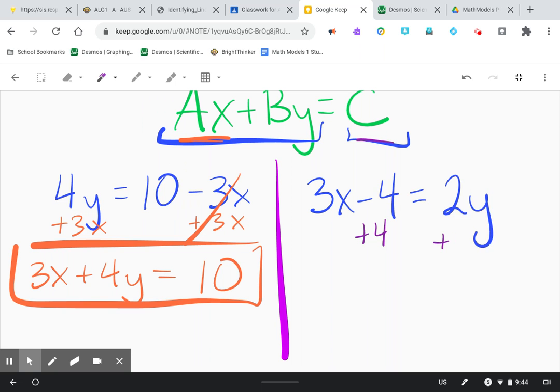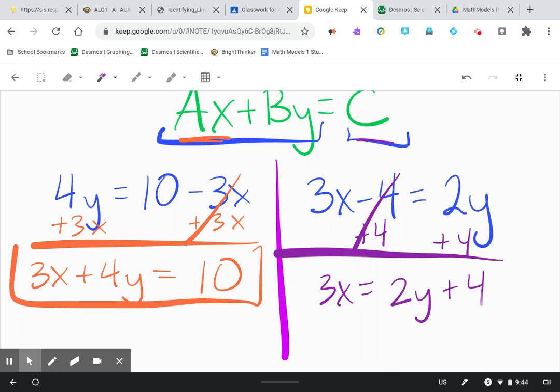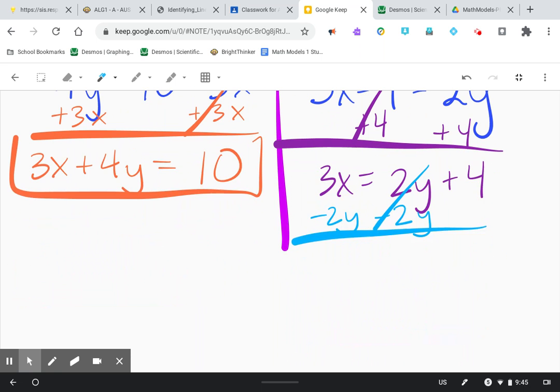We'll do plus 4, 3x equals 2y plus 4. We're still not in the right form. We need my y to come over as well. So we'll move the y over, again doing the opposite using basic algebra. Cancels that out. So I end up with 3x minus 2y equals 4.